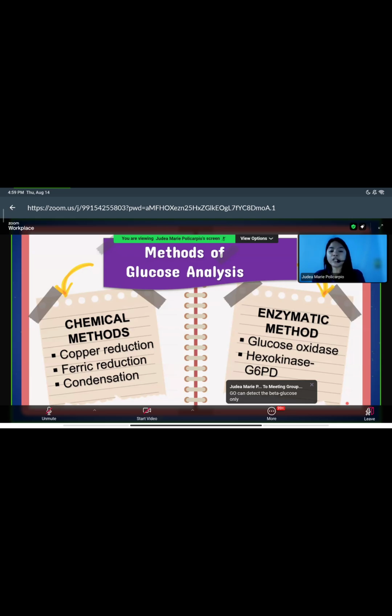May dalawang klase kasi ng glucose in the body. Meron tayong tinatawag na alpha glucose which accounts to 35% at meron tayong beta glucose which accounts to 65%. Meaning, kapag glucose oxidase ang ginamit mo, 65% lang ang madedetect mo. Would that be an accurate reflection of the total glucose that you have in the body? Unfortunately, no. 65% lang madedetect mo, lagpas ka lang ng kalahati. It will not really look at the overall glucose mo in the blood.